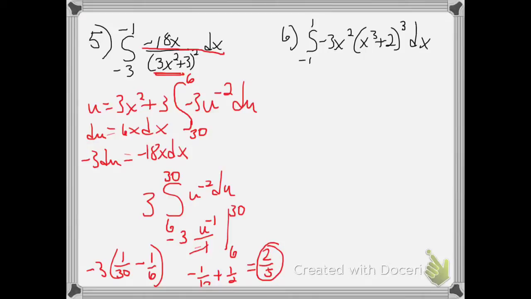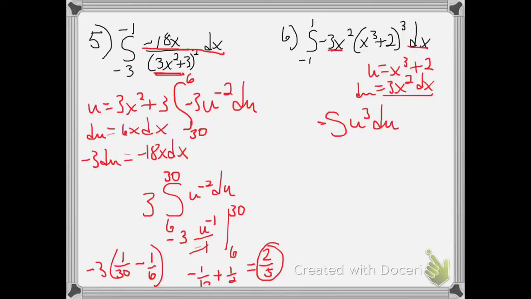All right, number 6, I'm going to let u equal x cubed plus 2. So du is 3x squared dx. I'm good except for the, yeah, no, that's good. There I've got 3x squared dx. So basically I have the integral, and I'm keeping the negative out front, of u cubed du. Now I'm going to change my limits of integration. Negative 1 cubed will be negative 1, plus 2 will be 1. 1 cubed will be 1, plus 2 is 3.